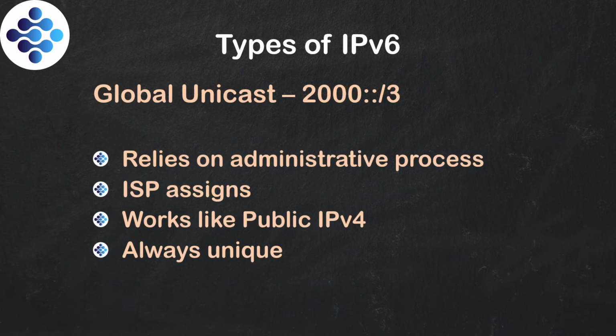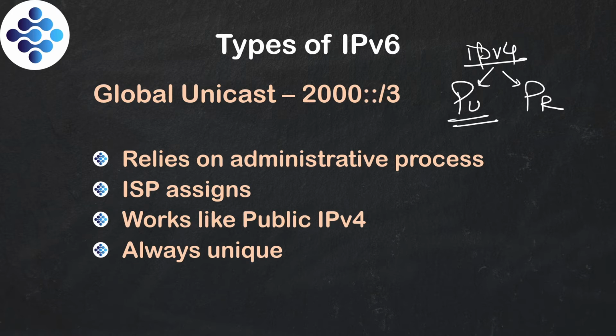The types of IPv6. If you understand it like IPv4, it would be much easier. Now in IPv4 there were 2 types of IP address. There was public IP address and there was private IP address, right? So public IP address, that means they have got the right to go on the internet. They are unique in the entire world. So same way over here, some names have changed.